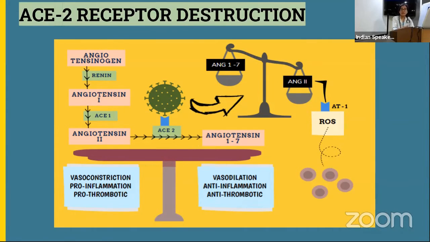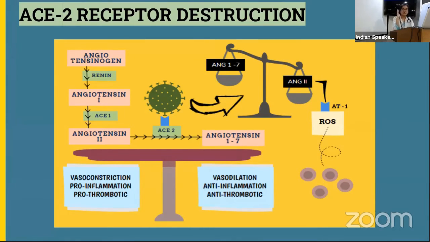So the angiotensin 2 has to be degraded to form angiotensin 1 through 7. The angiotensin 1 through 7 causes vasodilation and has anti-inflammatory effects. So basically, there is a balance maintained between angiotensin 2 and angiotensin 1 through 7.